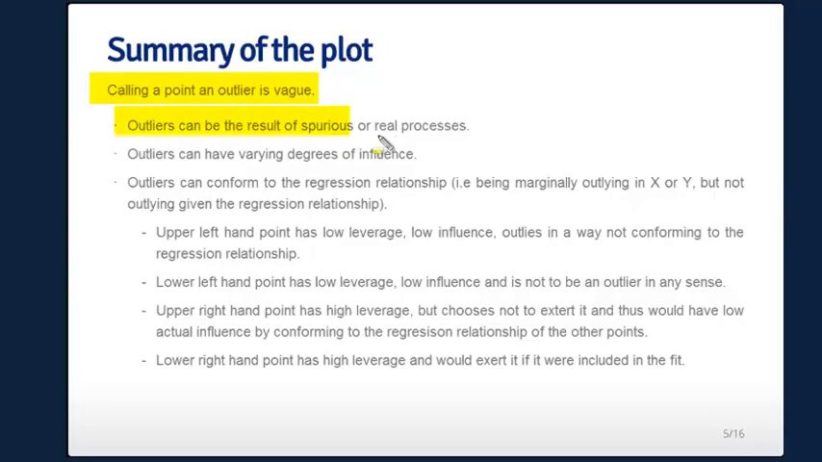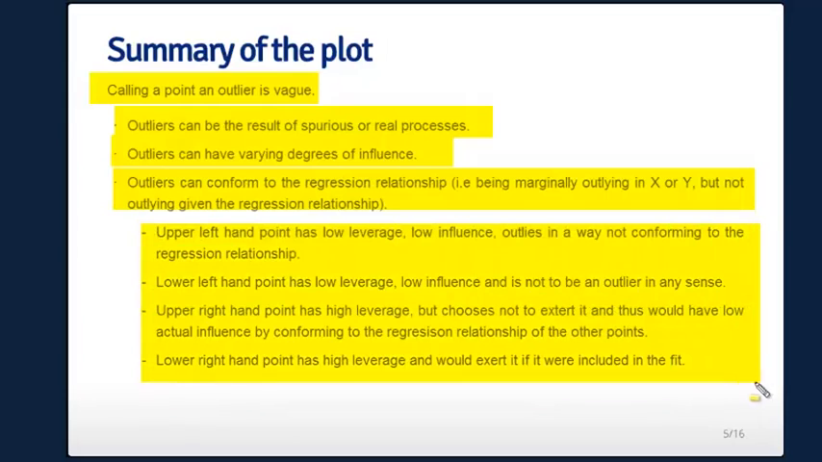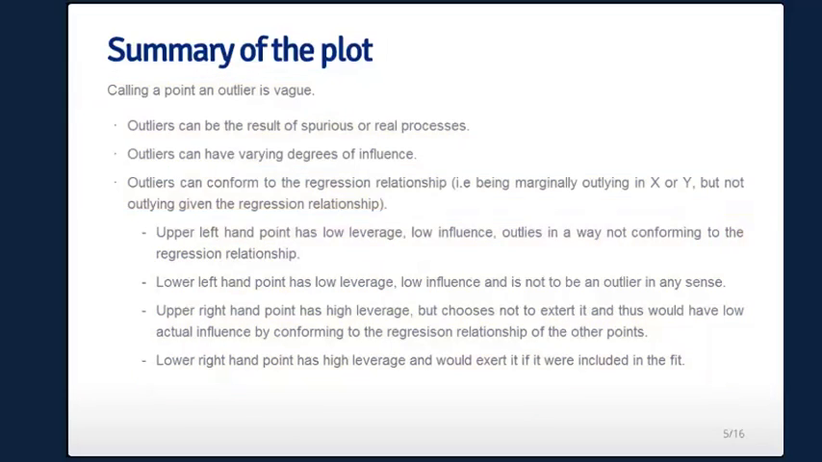Outliers can be the result of spurious or real processes. Obviously, if you have an outlier that's just a data entry error, that is a different thing than an outlier that just happens to have a large x value, where the model doesn't adhere well out at large x values. Outliers can have varying degrees of influence. They can conform to the regression relationship, i.e. being marginally outlying in x or y, but not outlying given the regression relationship. And then I go through all those 4 points that we already went through right here, and you can read that yourself.